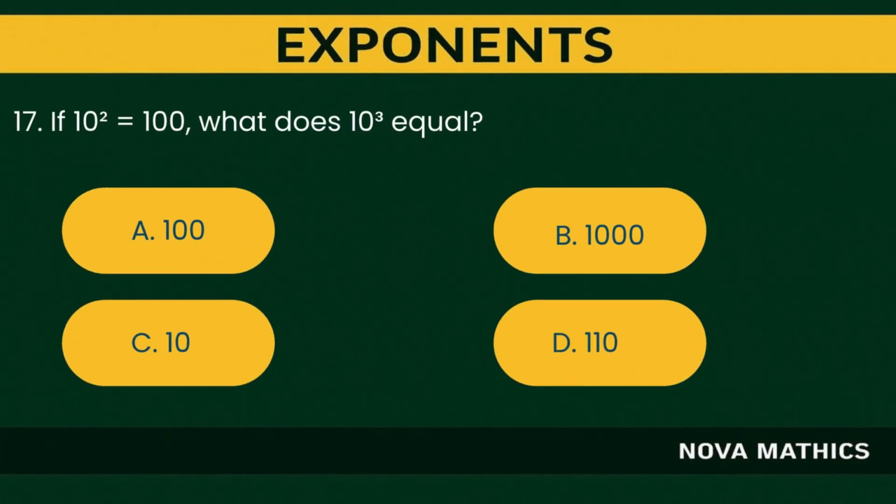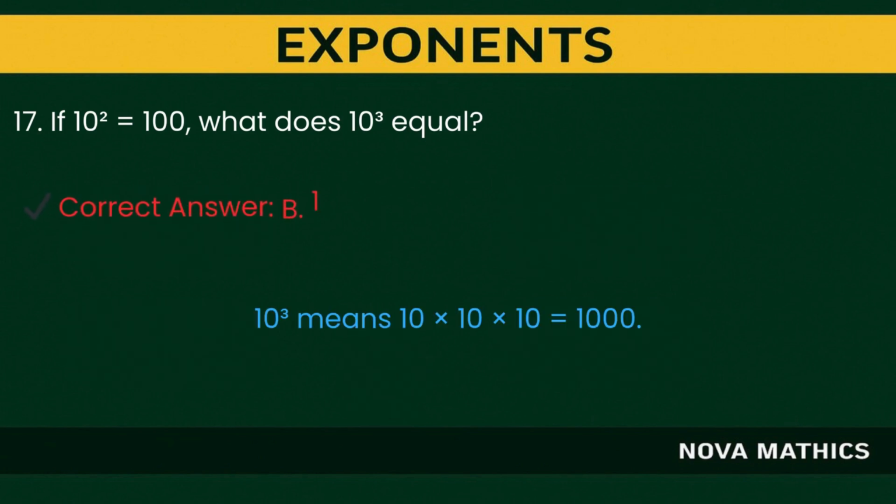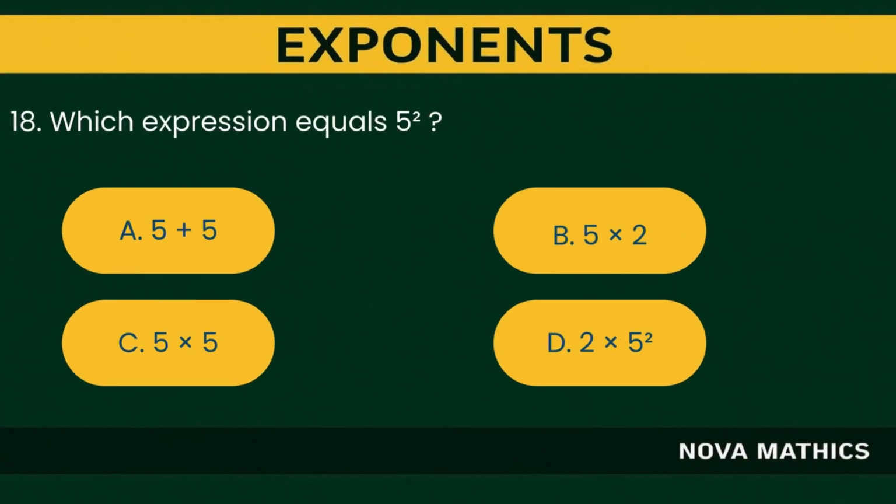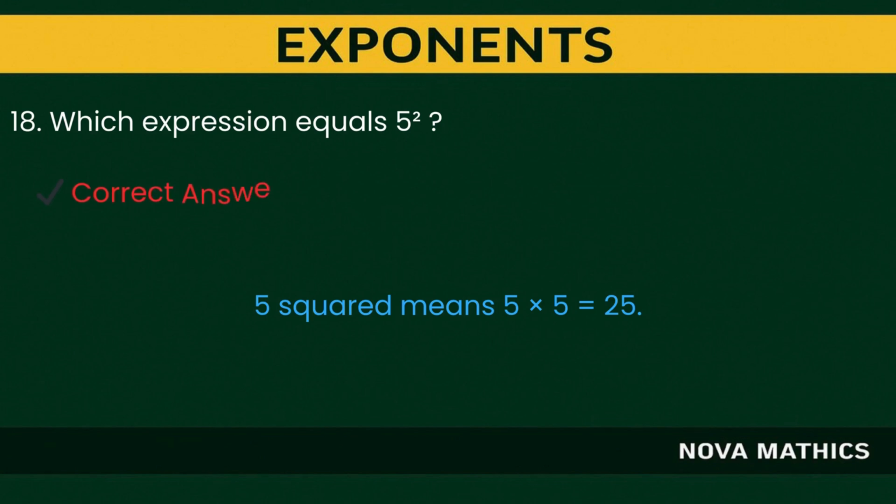17. If 10 to the power of 2 equals 100, what does 10 to the power of 3 equal? Correct answer is 1,000. 10 to the power of 3 is 1,000. 18. Which expression equals 5 to the power of 2? Correct answer is C. 5 squared means 5 times 5, which equals 25.